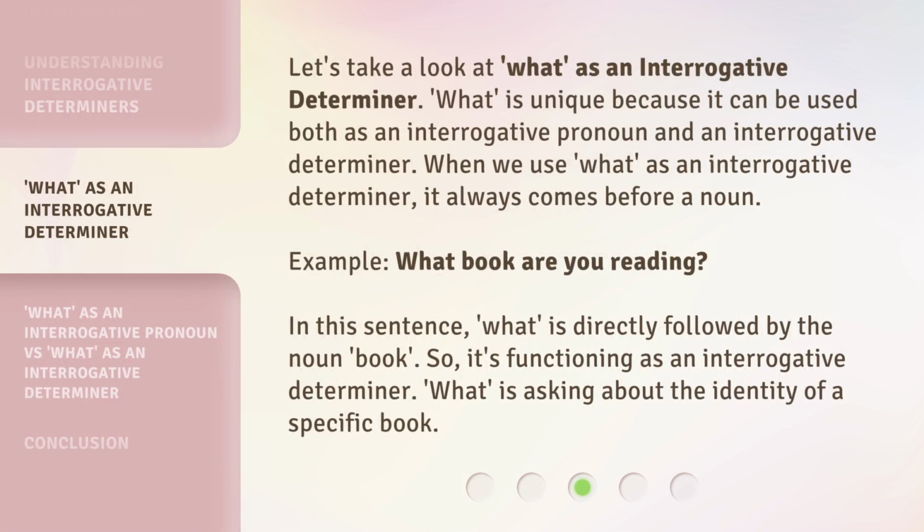Let's take a look at what as an interrogative determiner. What is unique because it can be used both as an interrogative pronoun and an interrogative determiner. When we use what as an interrogative determiner, it always comes before a noun. Example: what book are you reading? In this sentence, what is directly followed by the noun book. So, it's functioning as an interrogative determiner. What is asking about the identity of a specific book.